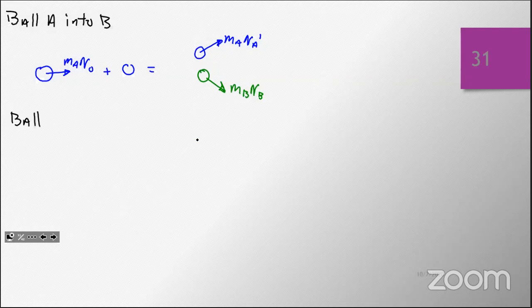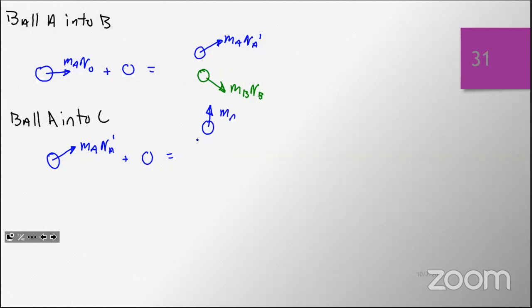I'm also going to draw ball A into C, right? So ball A is going to now have some mass times velocity, some momentum, MAVA prime. Again, this is going to be 0, right? Why? Because they're going to hit each other. And then after these two collide, we end up with MAVA and MCVC. Okay? So that's it. That's what we end up with.